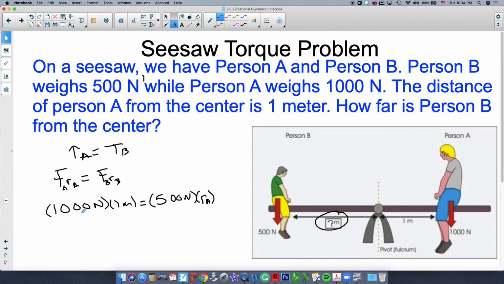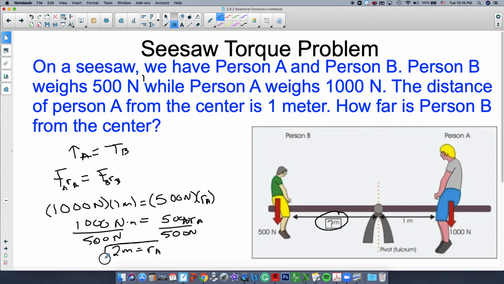So a little bit of quick algebra here. 1,000 times 1, that's 1,000 Newton meters over here. And then over here, we've got 500 newtons times the radius of person B. We've got to get rid of that 500, so divide it out. And just as we suspected, I'll write my newtons in there, it's going to be 2 meters.